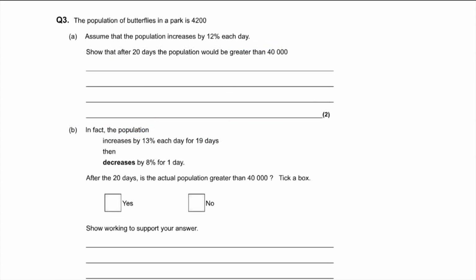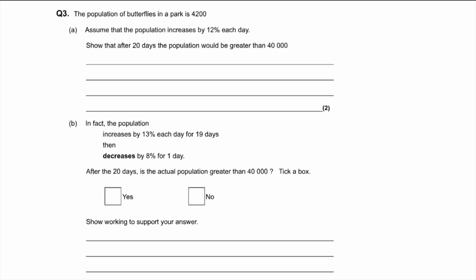Question 3, the population of butterflies in the park is 4,200. So again, this is growth and decay rather than compound interest. Assume that the population increases by 12% each year. Show that after 20 days, the population would be greater than 40,000.